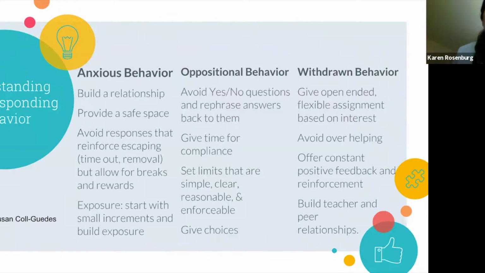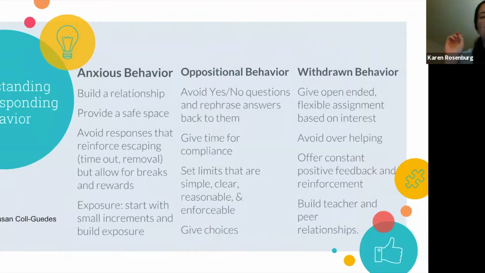For anxious behavior, you can build a relationship with them. We want to do that with all of our students. Help them understand that the classroom is a safe space. Avoid responses that reinforce escaping. I have a good story about this. My son, when he was in 4th grade, did not like 4th grade for whatever reason. He didn't like his classroom. It was very loud. There were a lot of kids in there. And so he would go to the bathroom all the time, and they would lose track of him, and he would end up being in the bathroom for like 20, 30 minutes, sometimes 45 minutes.